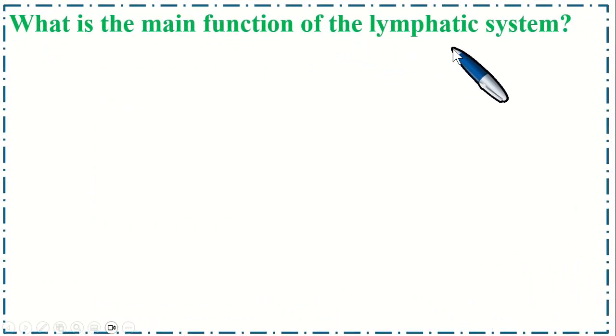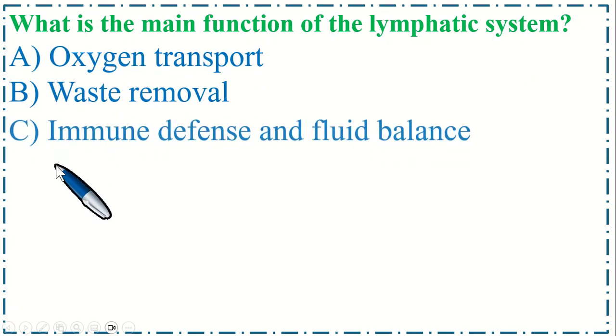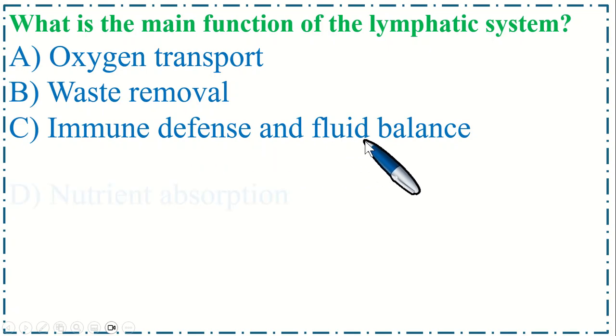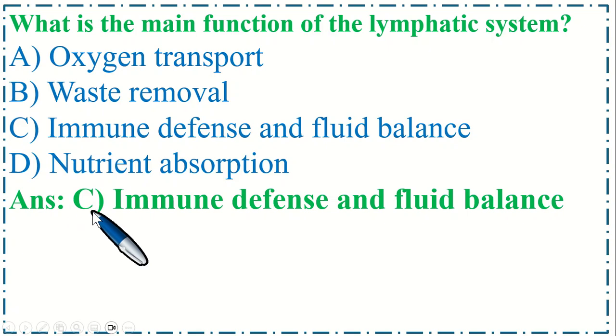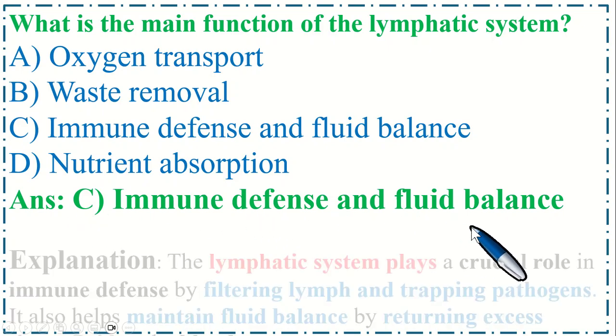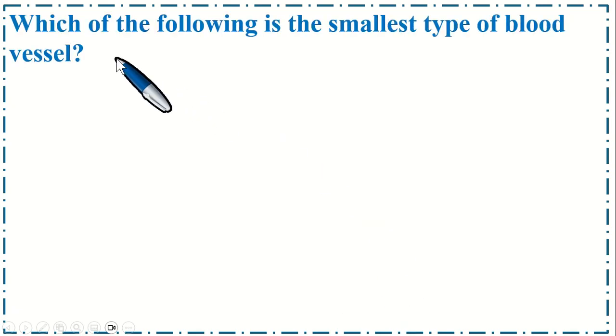What is the main function of the lymphatic system? Option A, oxygen transport. B, waste removal. C, immune defense and fluid balance. And option D, nutrient absorption. So the correct option is C, immune defense and fluid balance. So the explanation is the lymphatic system plays a crucial role in immune defense by filtering lymph and trapping pathogens. It also helps maintain fluid balance by returning excess tissue fluid to the bloodstream. So this is very important MCQs.